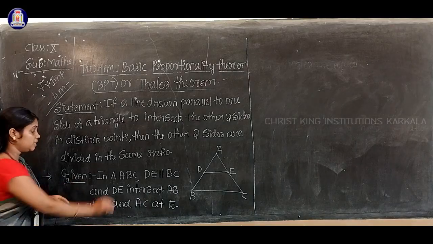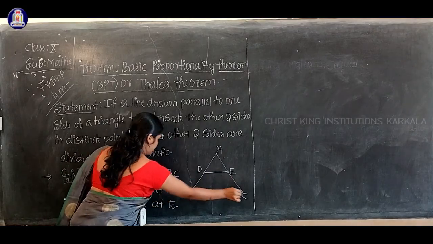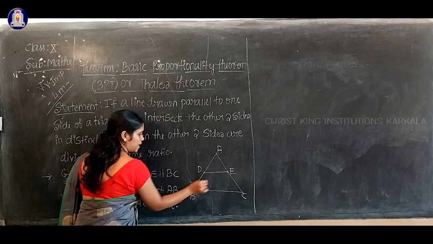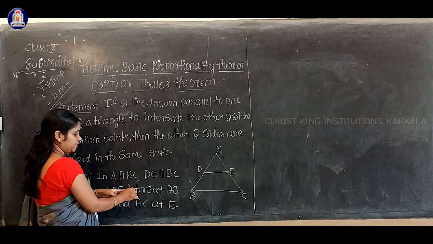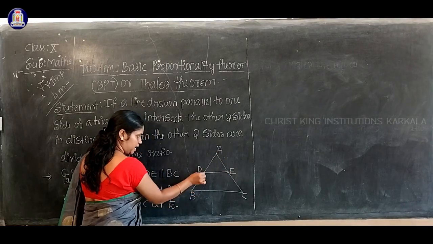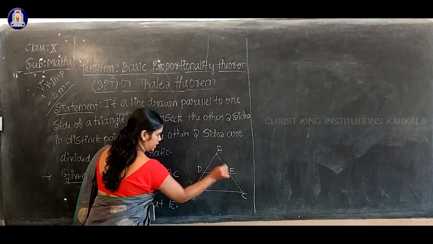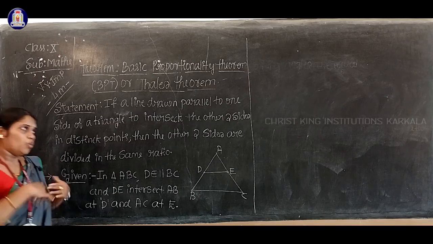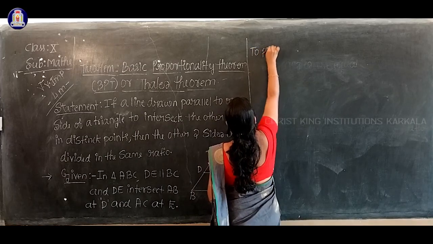What they have given: in triangle ABC, DE is parallel to BC, and DE intersects AB at a point D and AC at a point E. So this is what they have given in the question. Next, to prove. What you have to prove here? The next part is to prove.